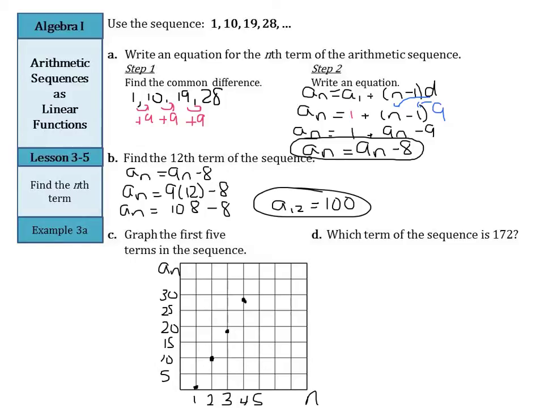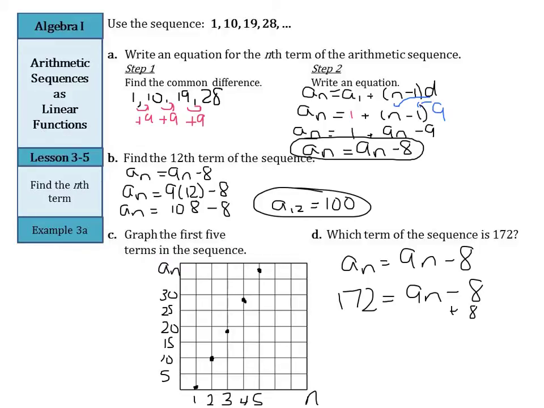And our fifth term, well, we're counting up by 9, so our fifth term was 37, which is kind of right around this neck of the woods. Now we can use our equation that we wrote in step A, a_n equals 9n minus 8. And instead of putting in this 172 for n, we're saying we're looking for which term it is, so we can put the 172 in right there for the a_n. So 172 equals 9n minus 8, and now this just becomes a two-step equation.